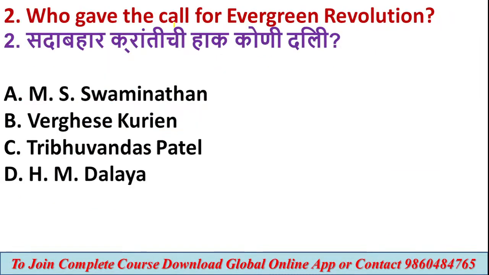Question number 2: who gave the call for evergreen revolution? Option A, M.S. Swaminathan; option B, Varghese Kurian; option C, Tribhuvan Das Patel; option D, H.M. Dalal. The correct answer is option A, M.S. Swaminathan.